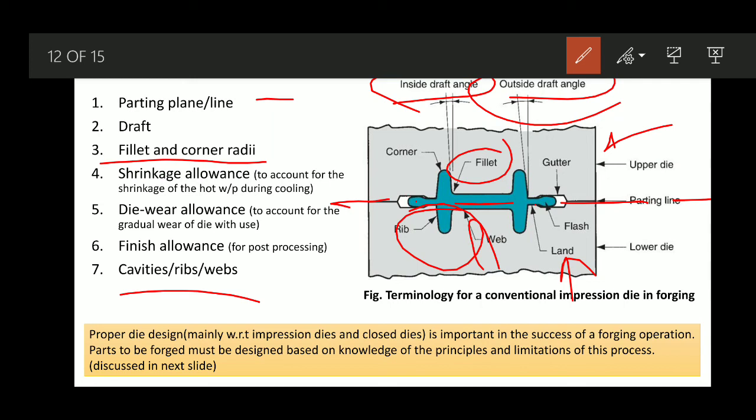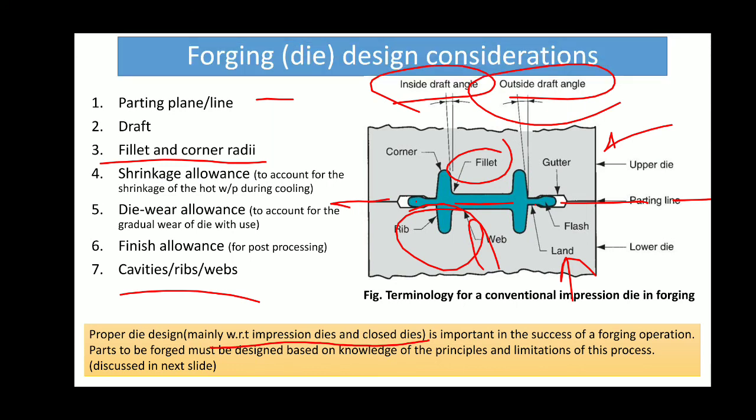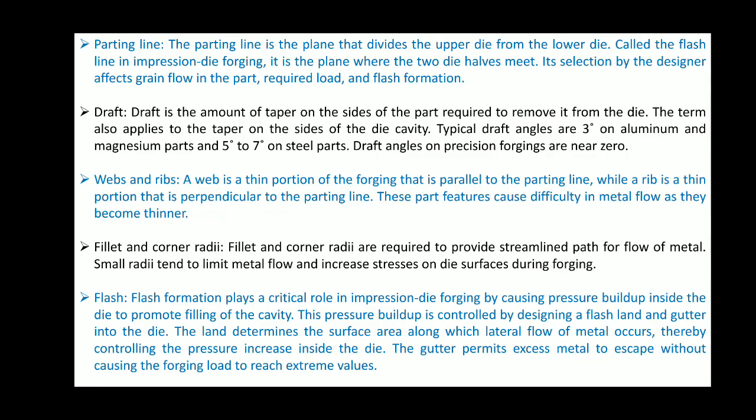Now, proper die design, mainly with respect to impression dies and closed dies, is very important for the success of a forging operation. The parts to be forged must be designed based on knowledge of the principles and limitations of this process. Because if some process is unable to provide a particular required part, we must know the process capability and limitation. So now we are discussing this.